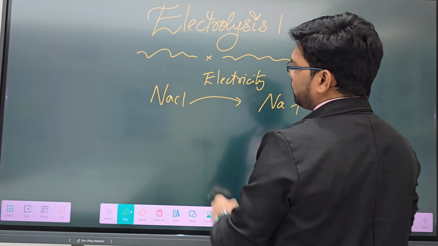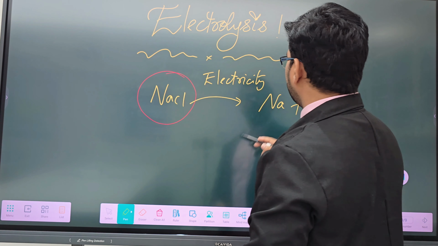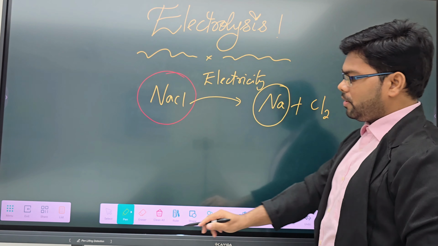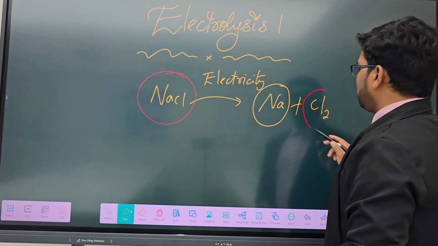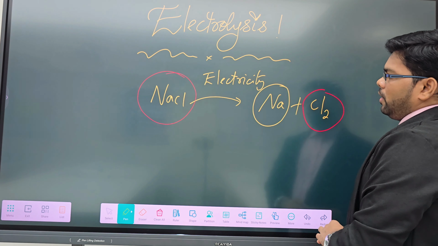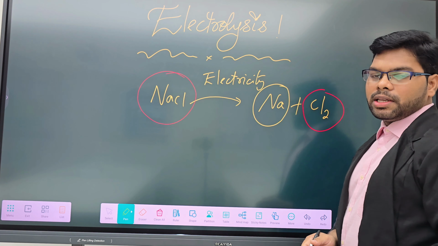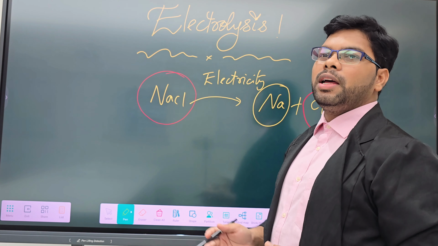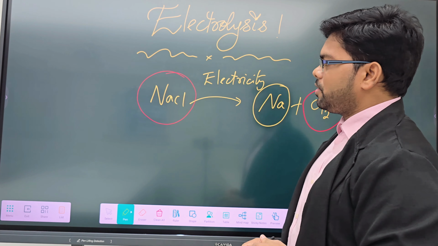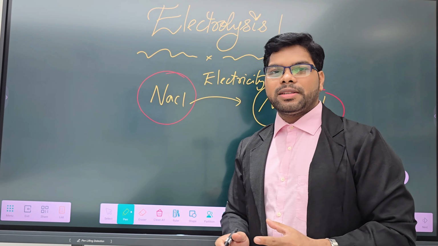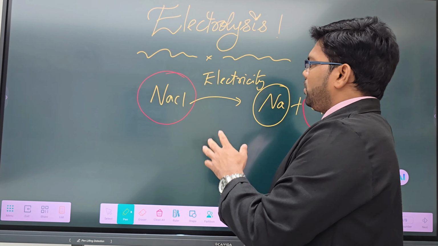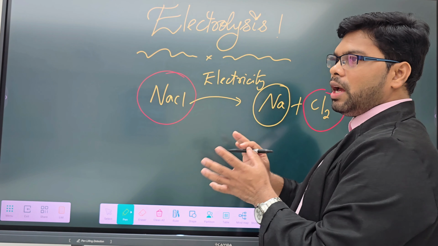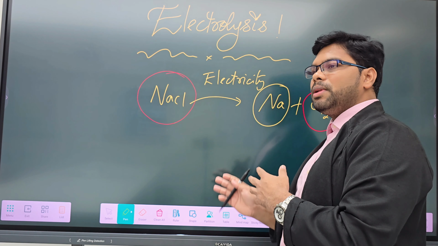So it's an ionic compound. The ionic compound turns out to be the element sodium as well as your chlorine gas. This process is done in the form of an electrolytic cell. If you study the electrolytic cell diagrams, you will come to know how the oxidation and reduction reactions take place. So let's see how a compound is broken down into the simplest elements.